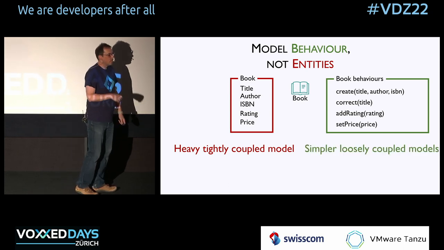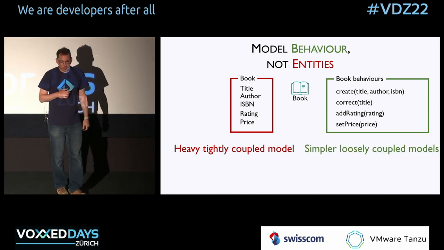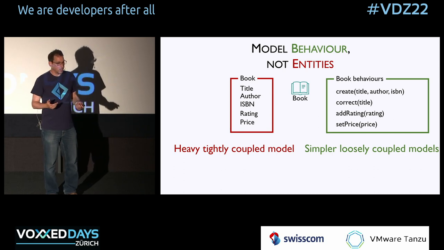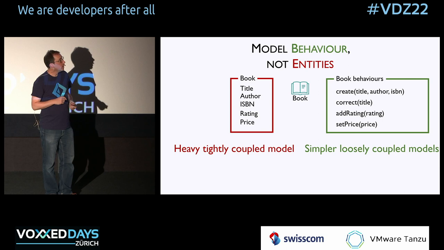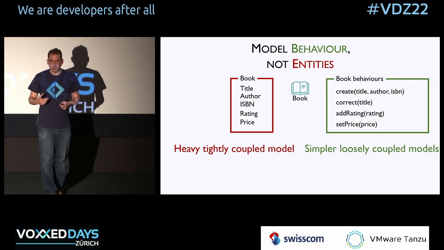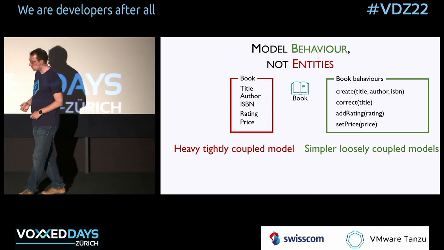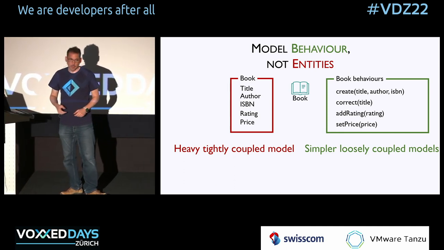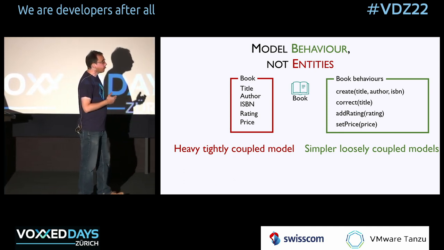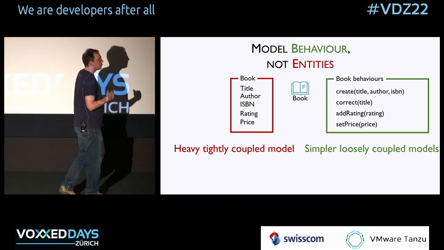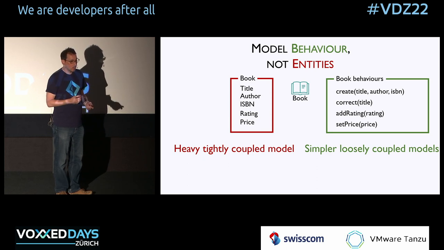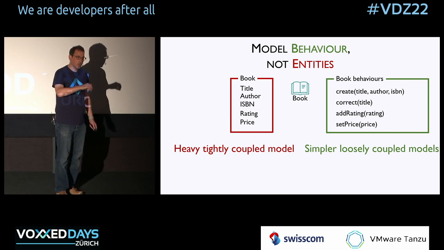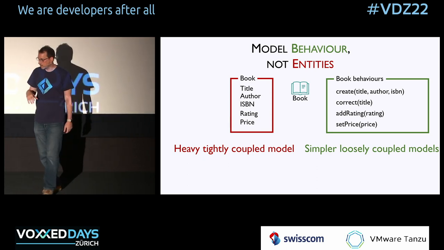Whereas when you model with behaviors, you tend to get multiple models. You get a model for updating only the title, author, and ISBN, and you tend to get a model about pricing or a model about rating. So you typically get multiple decoupled models that are much simpler, much smaller, and you can change one model without affecting the others.